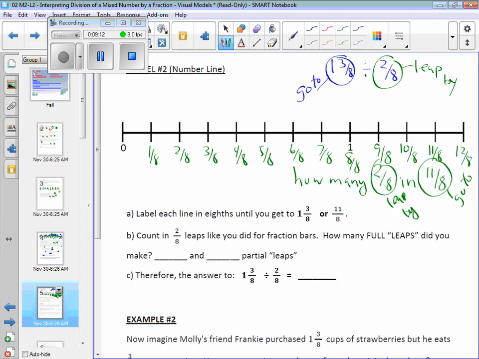Okay, my go-to is 11/8. Make it like a dotted line here, so we know where we're going to on the number line. And leaping in groups of 2/8. 3, 4, 5 1/2. Everybody see why it's 5 1/2? Some kids want to put 5 1/8. All right, be careful with that because it's halfway between 5 and 6.